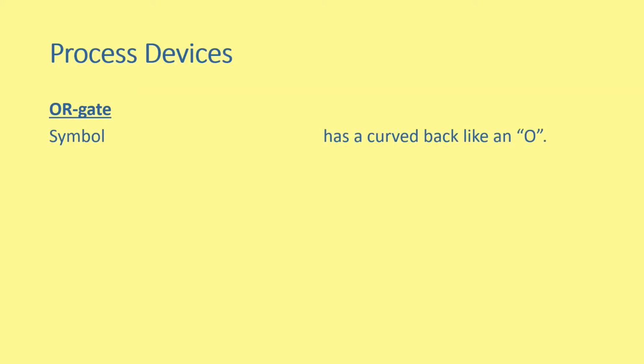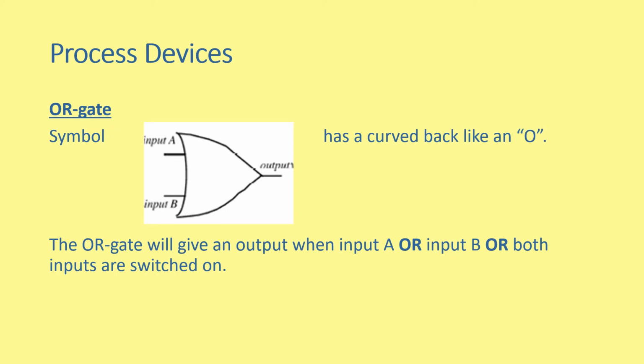We now have an OR gate. This is our symbol here. It has a curved back like an O, and we've got two inputs, input A and input B, and one output. The OR gate will give an output when input A or input B or both inputs are switched on. This statement can be shown in a truth table again.